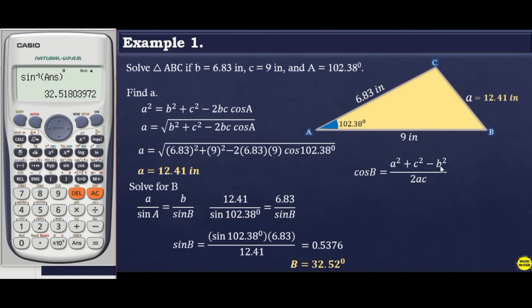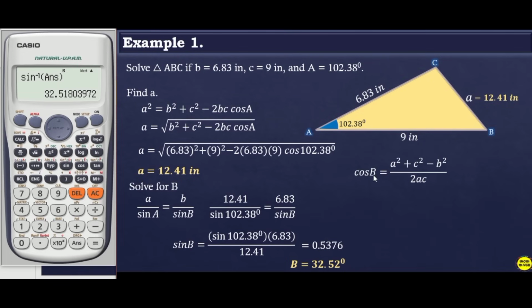Now, sabi ko nga sa step 2, you may apply the law of sine or cosine. So, ngayon, ipapakita ko yung law of cosine naman. So, i-try natin i-solve using the law of cosine. Yung pinakita natin kaninang mga formulas. Tingnan natin kung pareho ang makukuha nating angle B, which is 32.52 degrees. Kasi sabi sa step 2, you may apply the law of sine or cosine. So, apply natin yung cosine naman.